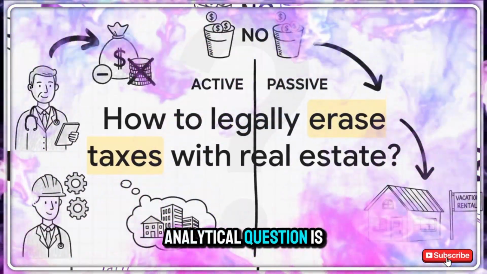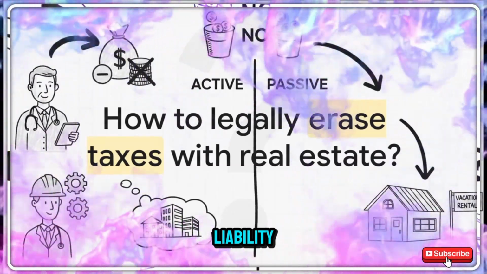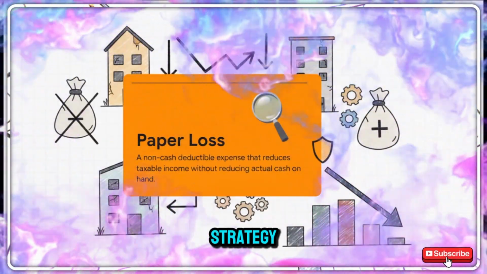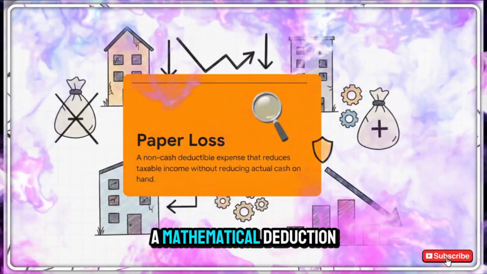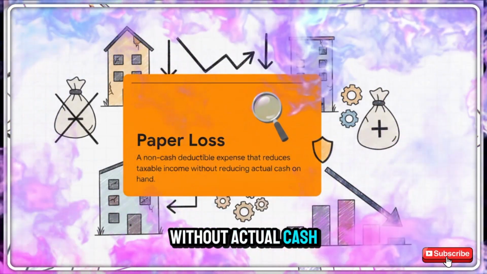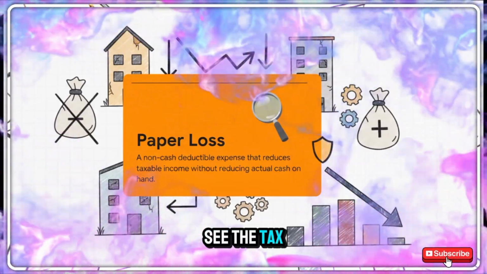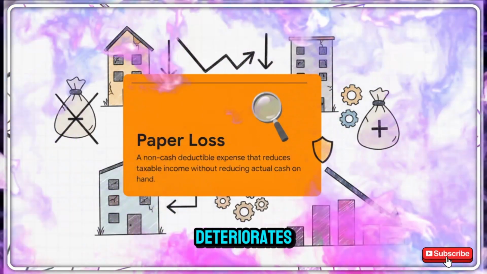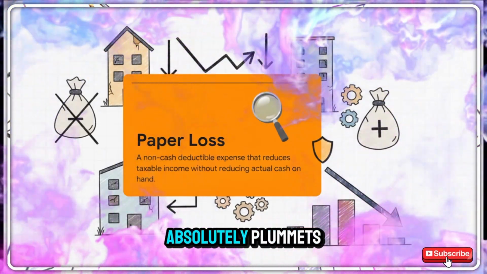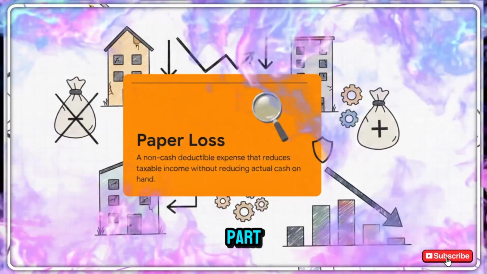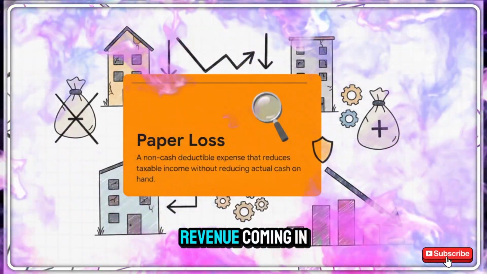So the real analytical question is, how do financial experts actually bridge that gap to completely erase an active tax liability? The foundational mechanism of this entire strategy relies entirely on engineering what's called a paper loss. And a paper loss is essentially just a mathematical deduction that shelters your income without actual cash ever leaving your bank account. The most powerful form of this, by far, is depreciation. See, the tax code acknowledges the physical reality that a building deteriorates over time. By capturing that deterioration as an immense expense on your tax return, your taxable income absolutely plummets. But, and this is the crucial part, your actual bank account balance remains completely untouched. In fact, it's probably growing from the rental revenue coming in.